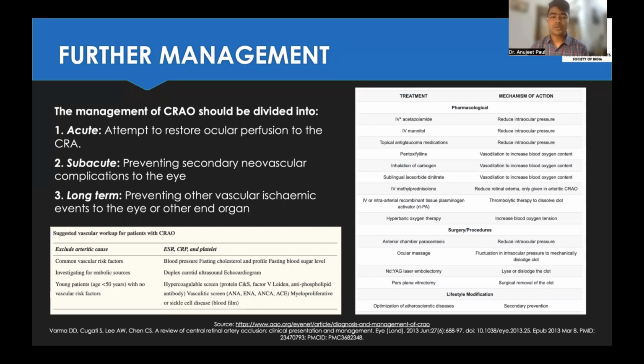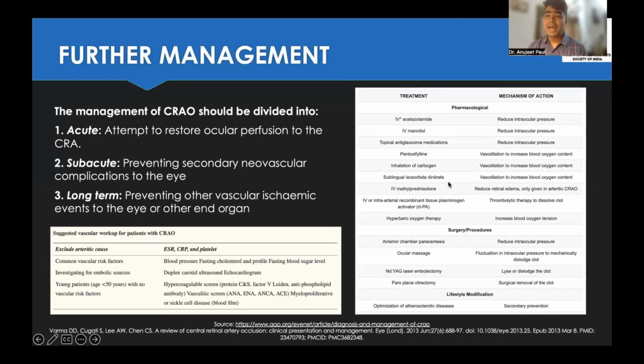Common risk factors should be evaluated and excluded: blood pressure, a lipid profile. Investigation with a carotid ultrasound and echocardiogram should be done. In young patients, a hypercoagulable state should be assessed for, as well as vascular risk factors, including a vasculitic screen and screening for myeloproliferative diseases.